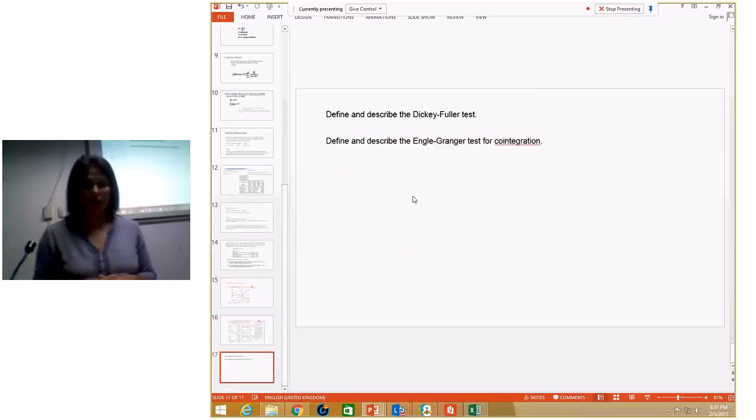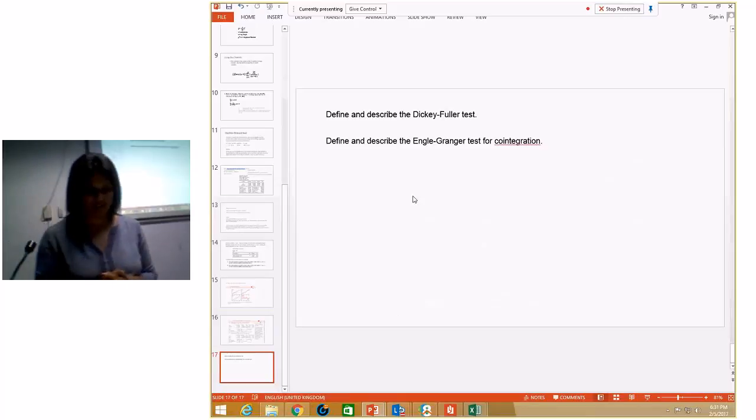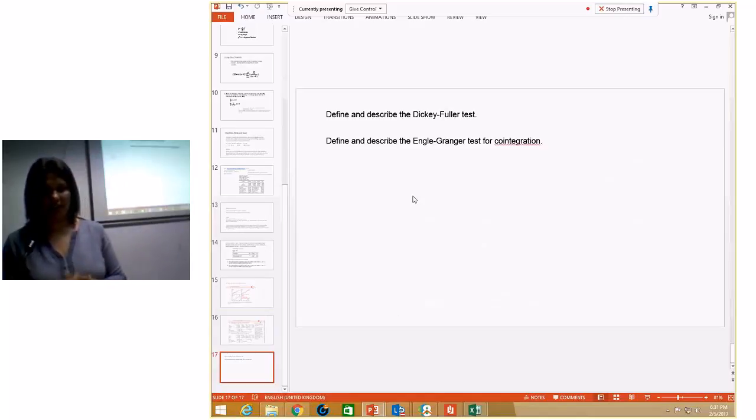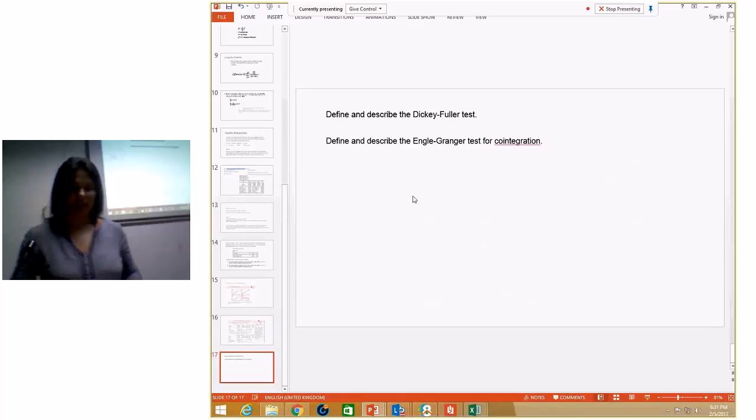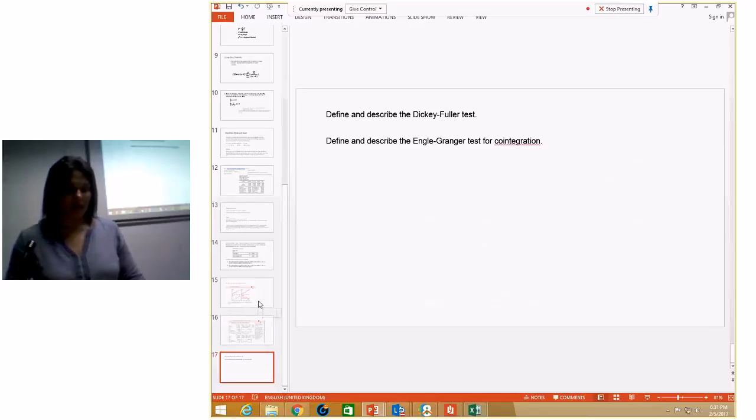Also define and describe what the Dickey-Fuller test is, and why we are using the Dickey-Fuller test. Also define and describe the Engle-Granger co-integration test. Right, those are the summary of some sample questions for the end semester examination.